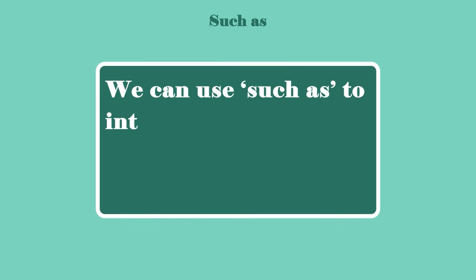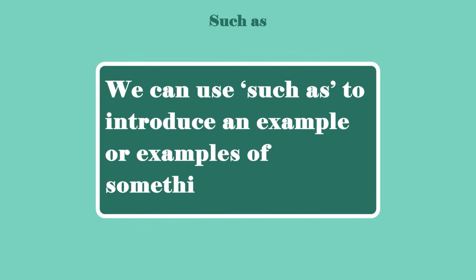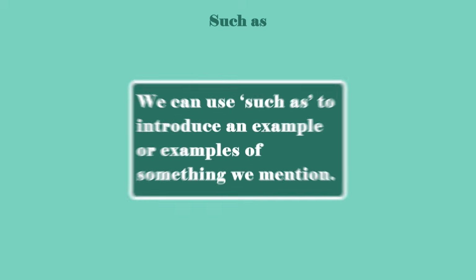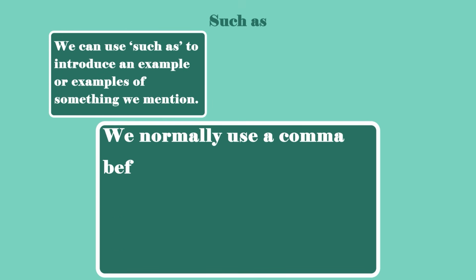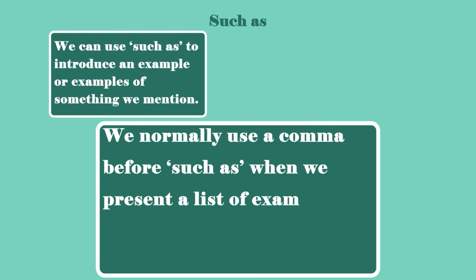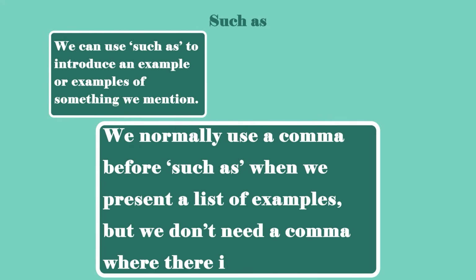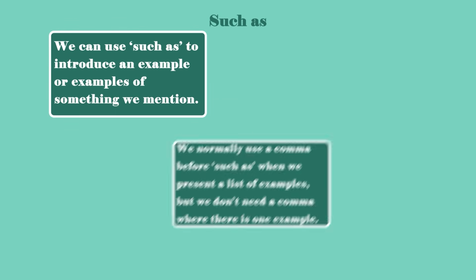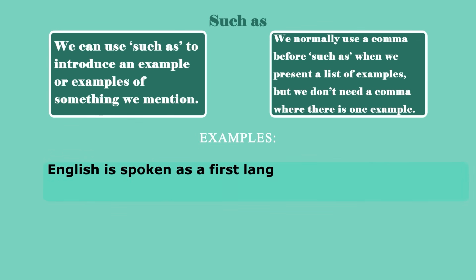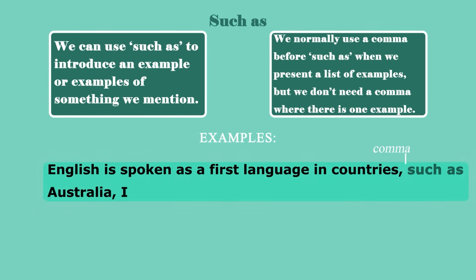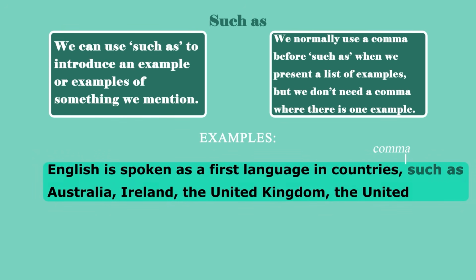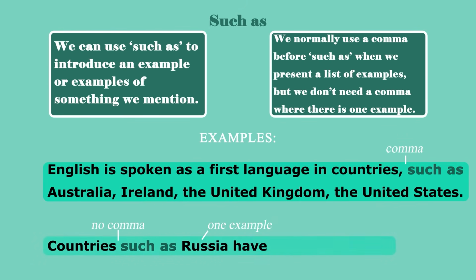And before we move on to a short test, I'll introduce you to the grammatical structure. Such as. We can use such as to introduce an example or examples of something we mention. We normally use a comma before such as when we present a list of examples, but we don't need a comma where there is one example. English is spoken as a first language in countries such as Australia, Ireland, the United Kingdom, the United States. Countries such as Russia have a large territory.